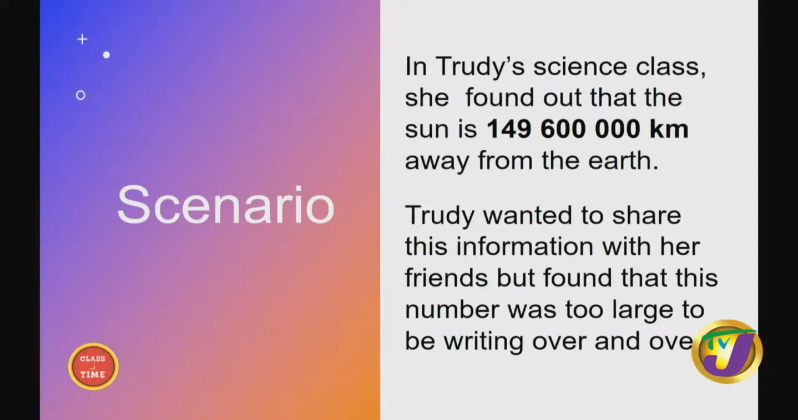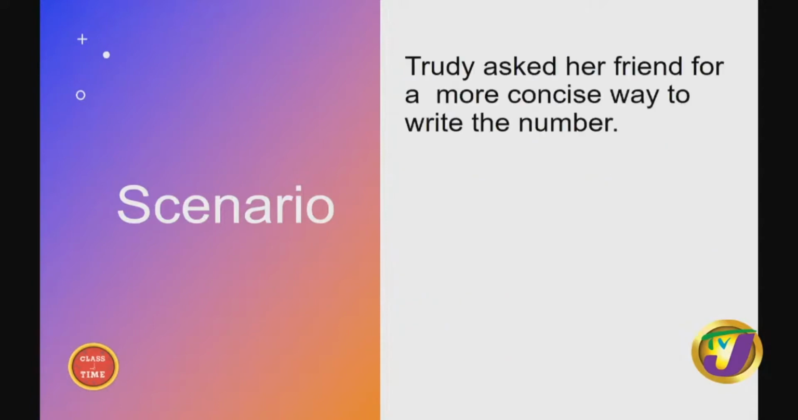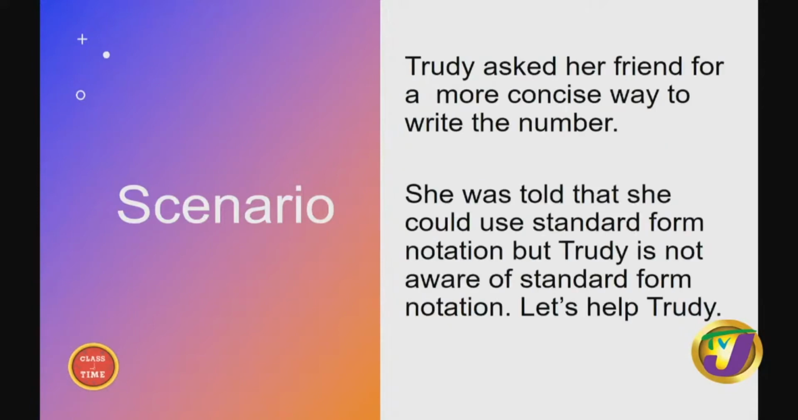Our little friend Trudy from science class found out that the sun is actually 149,600,000 kilometers away from the Earth. That's far. Trudy wanted to share this information with her friends via WhatsApp, but she found that this number was just too big to be writing over and over. So she asked her friend for a more concise, easier way to write the number.